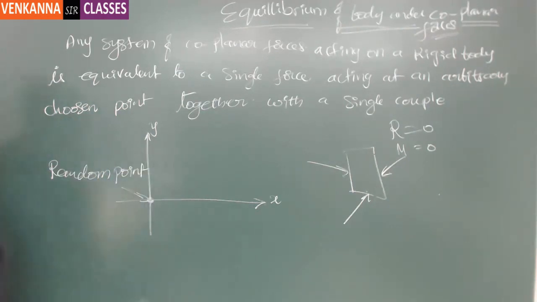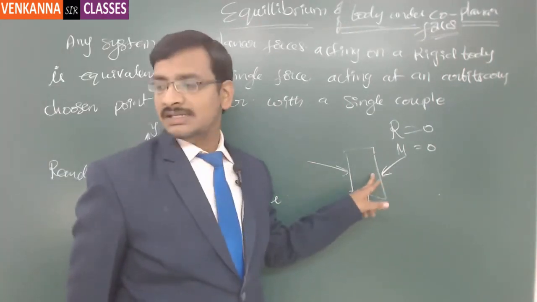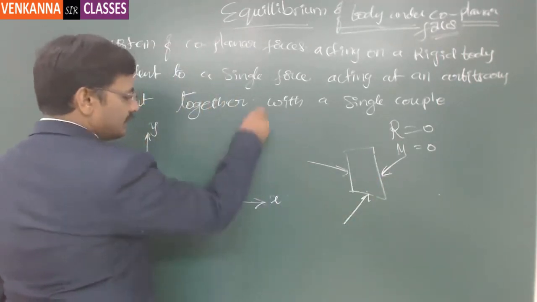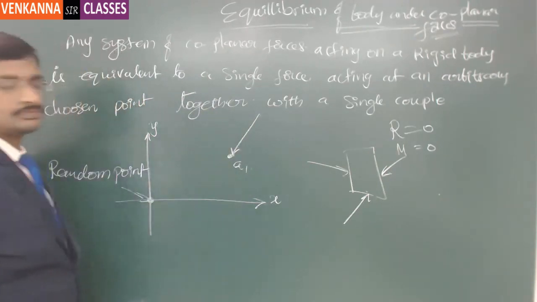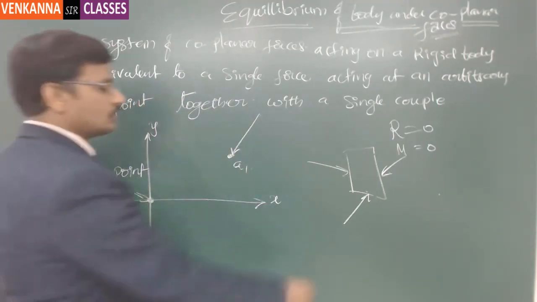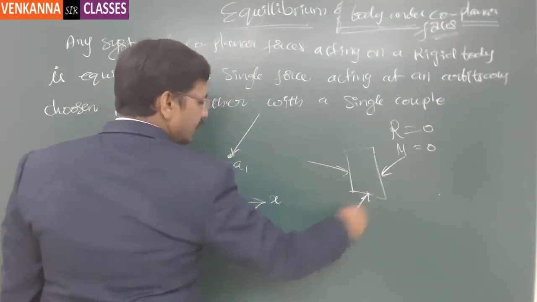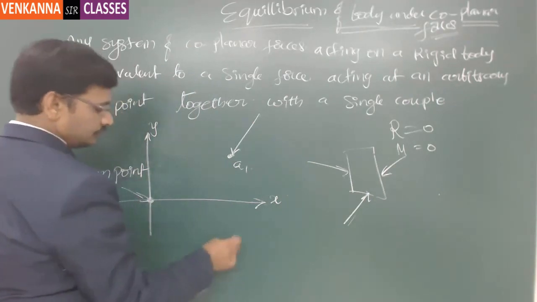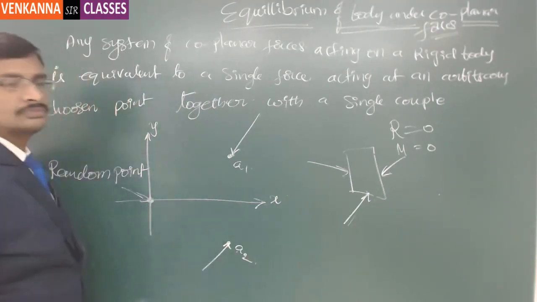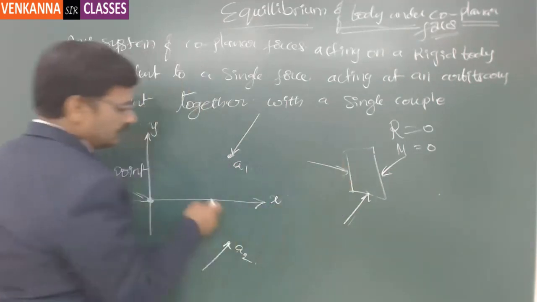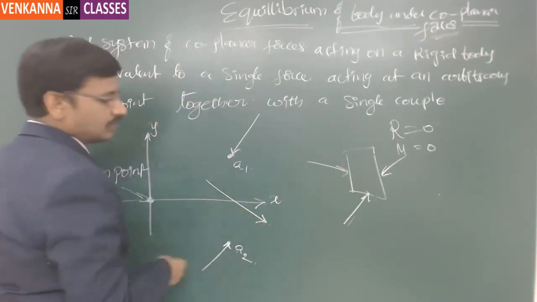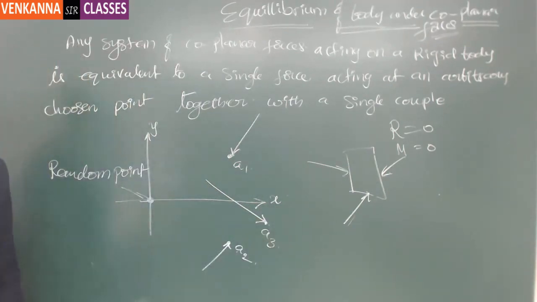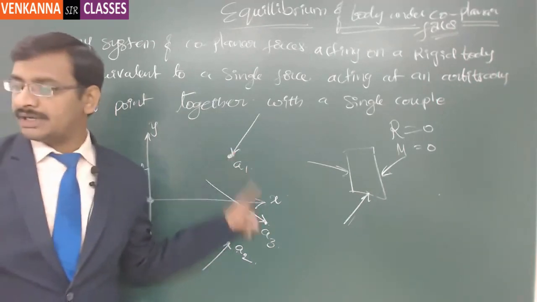Now actually if I draw this particular force, let us say it is acting at a location called A1. Let us say this is A1 location and it is acting like this. And this force at A2 location, it is acting upward. And at this point, this is A3 location. Now three different forces are there and these are operated at three different locations on the body.